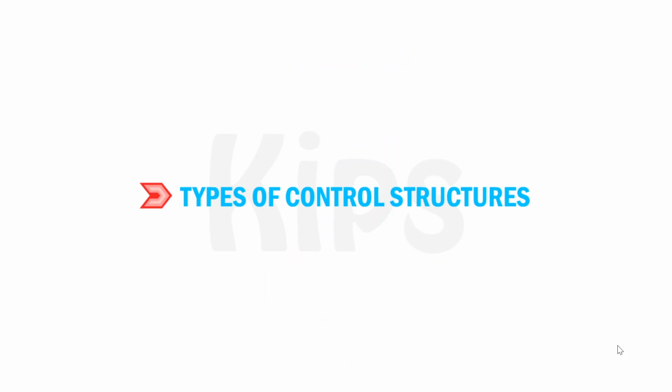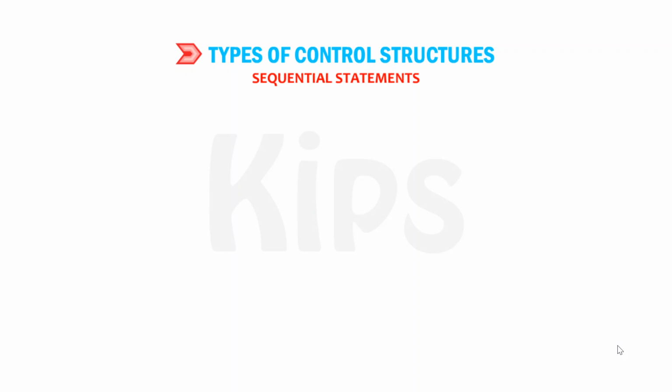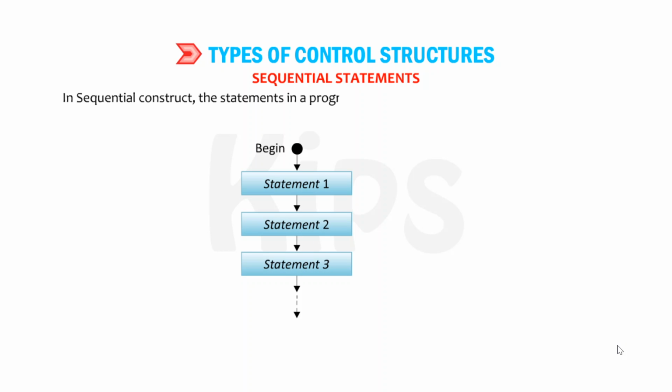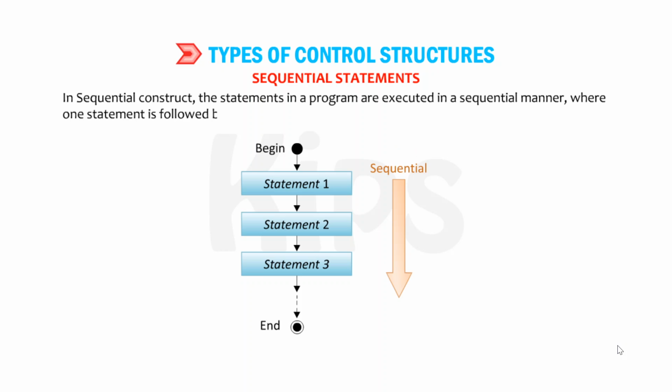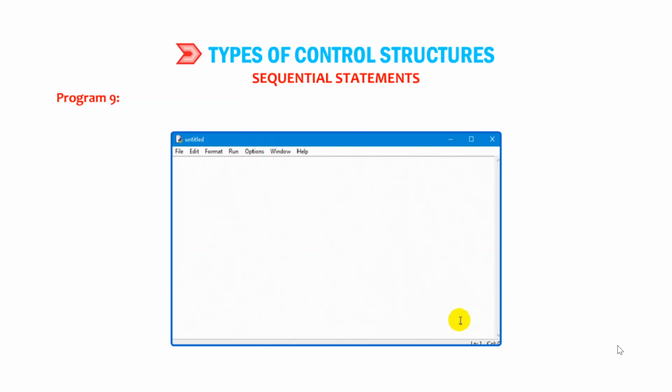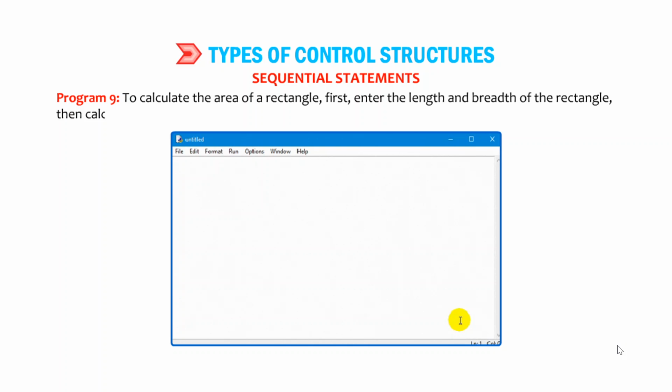Students, let us find out about types of control structures. Sequential statements. In sequential construct, the statements in a program are executed in a sequential manner, where one statement is followed by the other with no possibility of branching off to another action. Program 9: to calculate the area of a rectangle, first enter the length and breadth of the rectangle, then calculate its area and print the result.